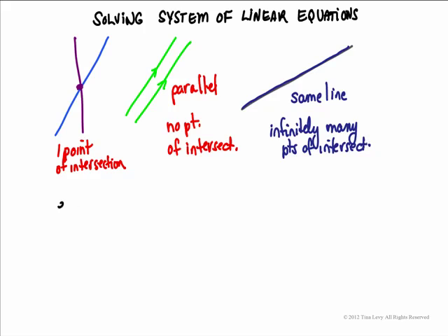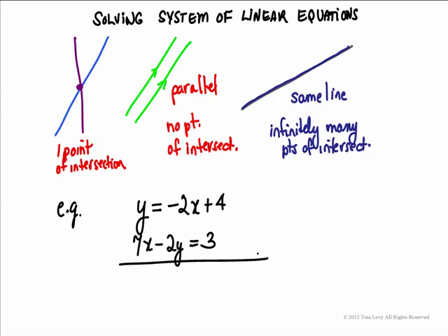As an example, I am going to give you a simple system of equations. The two lines are y equals negative 2x plus 4. That's one line. And the other line is 7x minus 2y equals 3. This is called a system of equations. Looking at this, we see that this slope is negative 2. Looking at this quickly, this slope won't be negative 2. So they're not parallel, and they don't look like the same line. So there will be one point of intersection. And we're going to do a method called the substitution method.